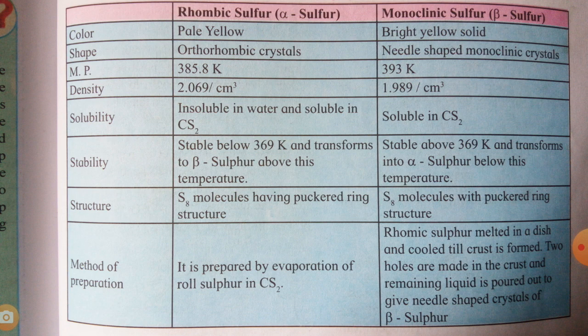Method of preparation: rhombic sulfur is prepared by evaporation of roll sulfur in CS2, and monoclinic sulfur is prepared from rhombic sulfur by melting it in a dish and cooling till a crust is formed. So these are the allotropes of sulfur.